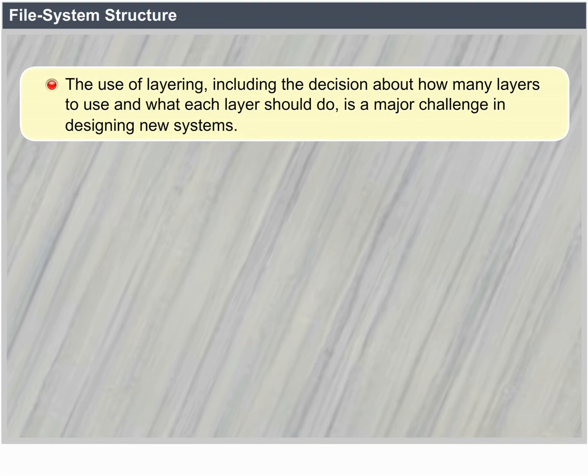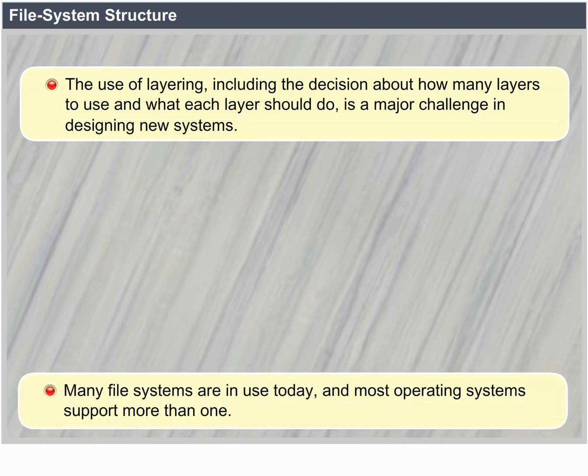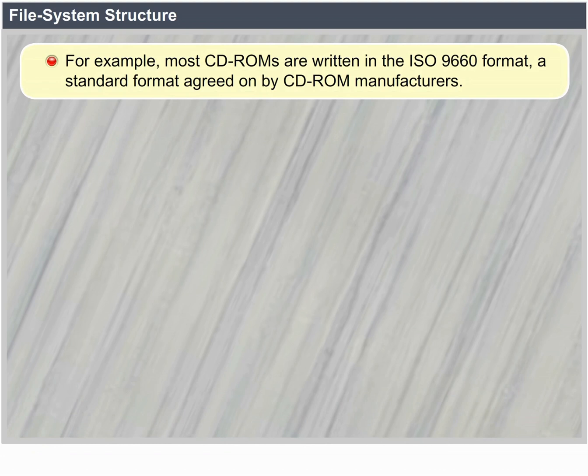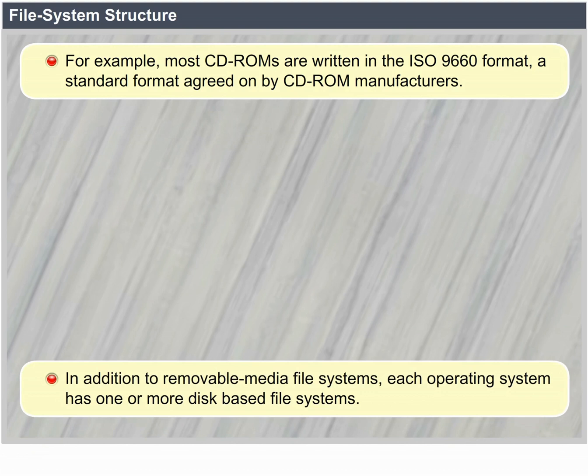Many file systems are in use today, and most operating systems support more than one. For example, most CD-ROMs are written in the ISO 9660 format, a standard format agreed on by CD-ROM manufacturers. In addition to removable media file systems, each operating system has one or more disk-based file systems.